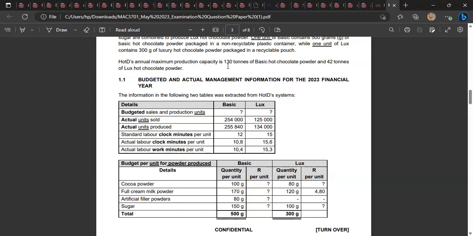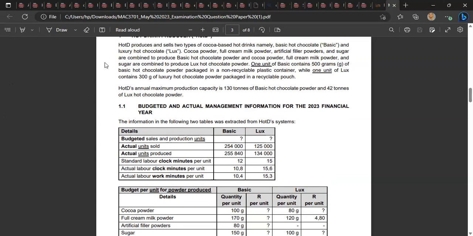A ton is not a unit unless they've specified so, and the kg is not a unit unless they've specified so. So we need to be on the lookout for those things. With every question now, you need to check: 1 unit of basic contains 500 grams of basic hot chocolate, and here 1 unit is 300 grams. So in order for us to get the number of units here, we need to convert these 130,000 tons into units, bearing in mind that 1 unit is 500 grams, and the other unit is 300 grams. So how do you go about that?